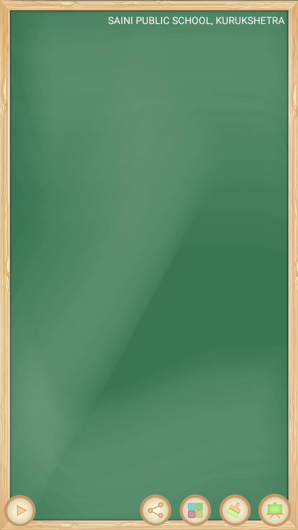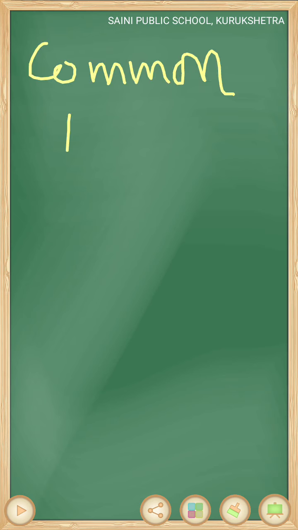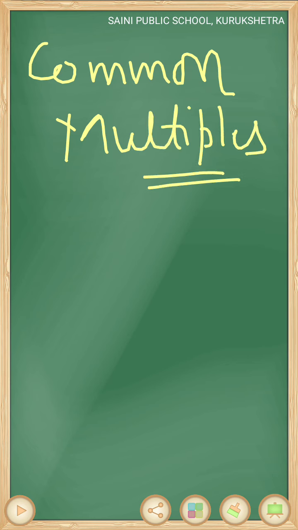Now we will discuss what are common multiples. What do you mean by common multiples? There are some common multiples. Suppose there are two numbers, 2 and 4. We want to write their common multiples. So first of all, we will write multiples of the two numbers and then we will find their common multiples.